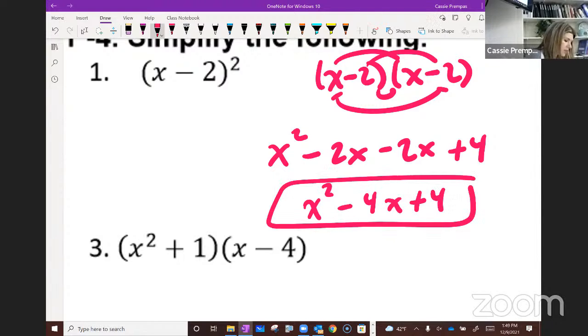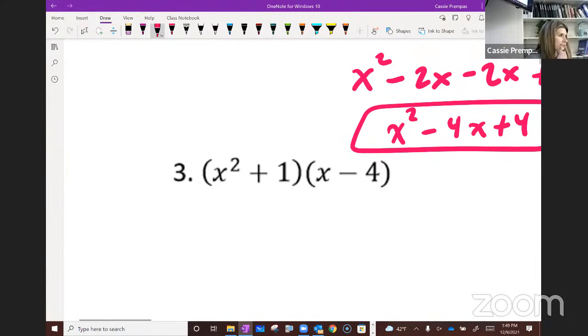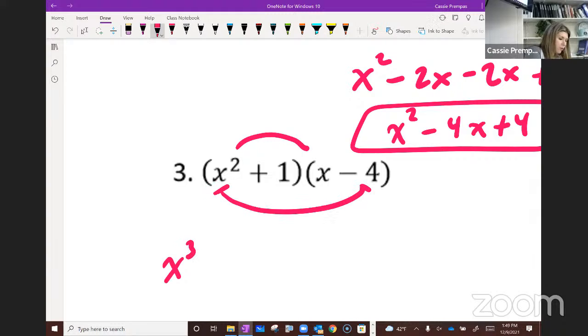Number two is a repeat, so I'm not going to do that one. But number three, do we know how to simplify this? What process should I use? FOIL again, but this one's a little bit different because what is x squared times x? Good, x cubed. And then outside would give us negative 4x squared.